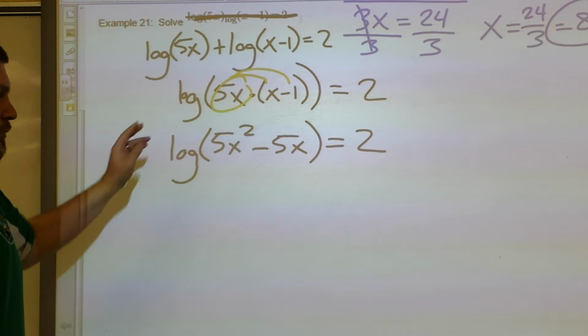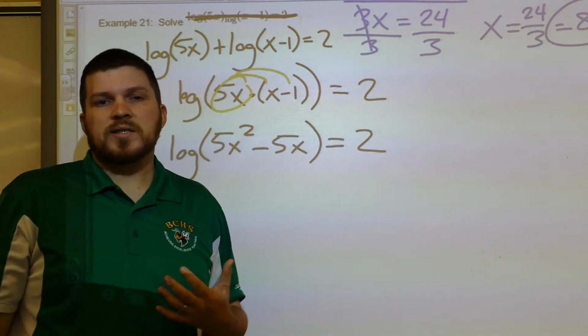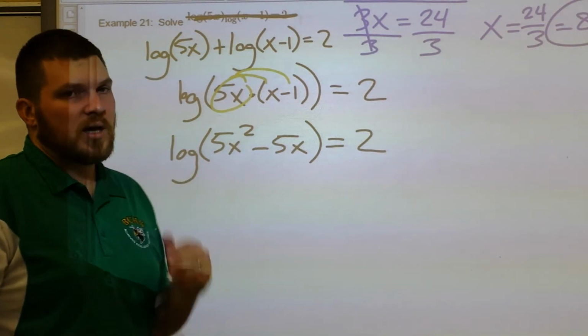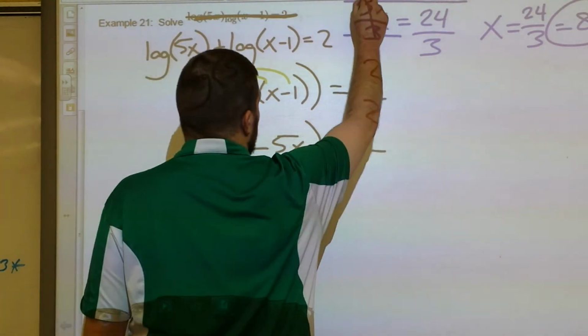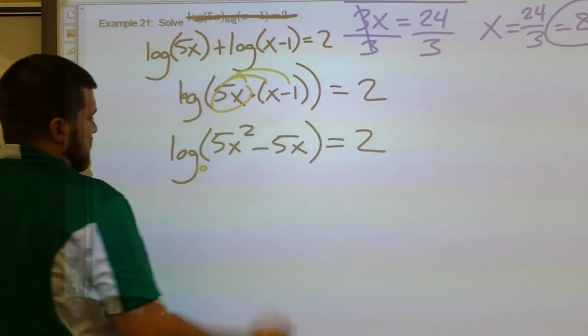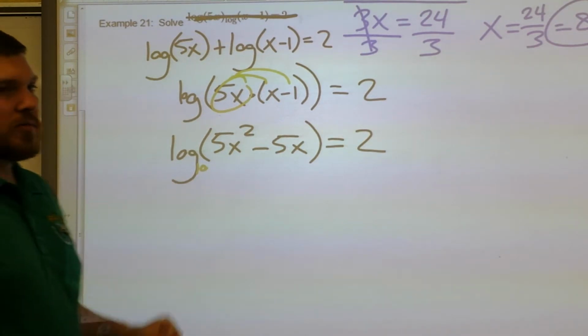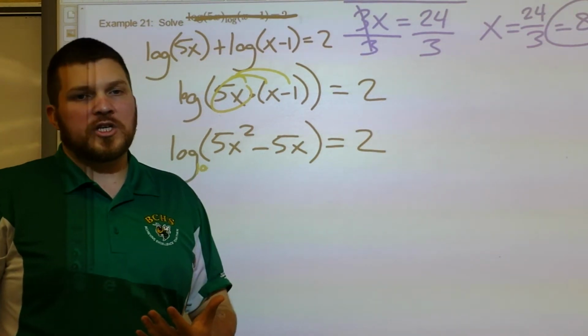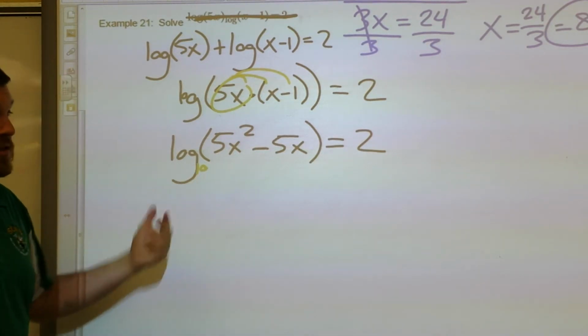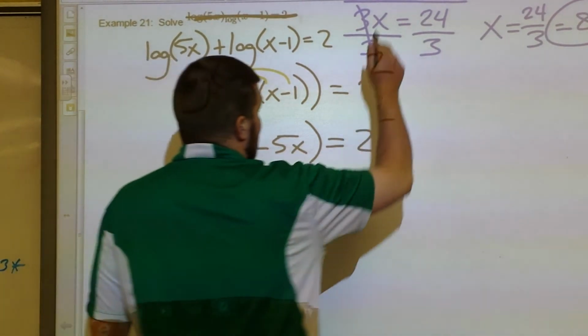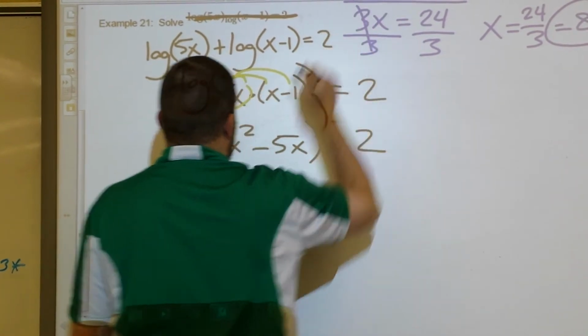Now, another thing you need to notice about this problem is that there's no base written down, so I have regular log. Anytime I have regular log, that's called the common log, like we talked about in the previous video, and its base is 10. So I automatically know that it's base 10. Well, to get rid of my log, I have to exponentiate on both sides. Again, this is like jacking up our car on both sides. Since the base is 10, I need 10 clicks on my jack. Okay, so let's go ahead and do that.